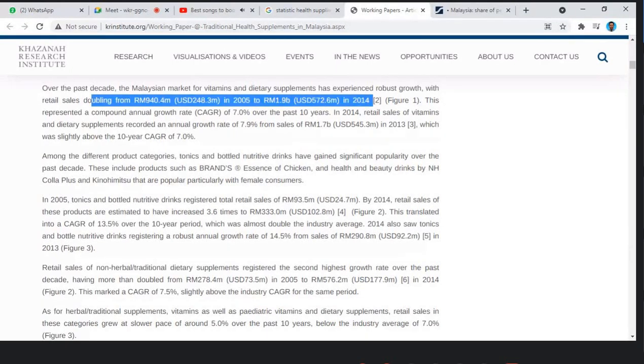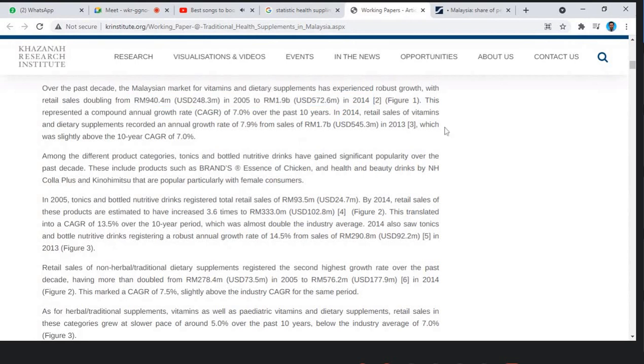So you can use the same figures, however, you need to update because today is already 2021. This report only goes up to 2014; 2015, 2016, there are seven years left. How about the current scenario? So you can take this report.